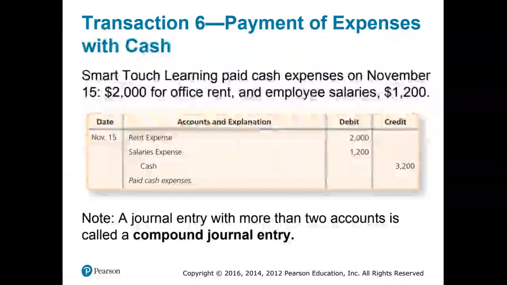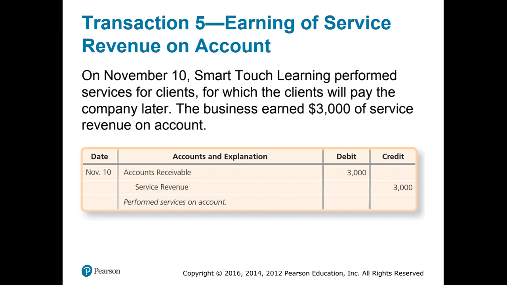And then Smart Touch Learning paid cash expenses on November 15th, $2,000 for office rent and $1,200 for employees' salaries. So we have a couple things going on here. On November 15th, both rent expense and salaries expense involved cash. So because they both involved cash, we can list this as one single journal entry. If you noticed, all of the journal entries we've been looking at so far are only 2 lines, debit and credit. This one, we have 3 lines.